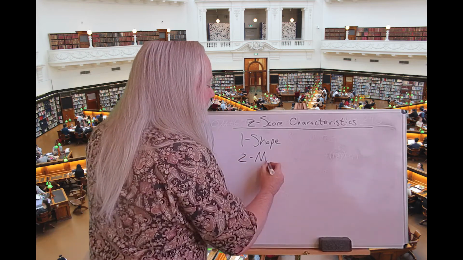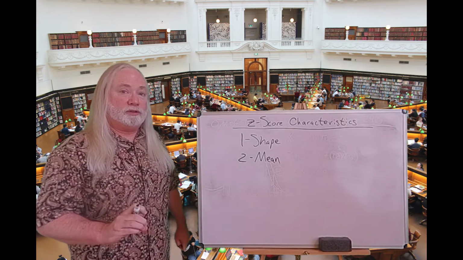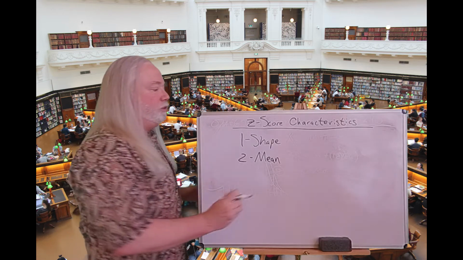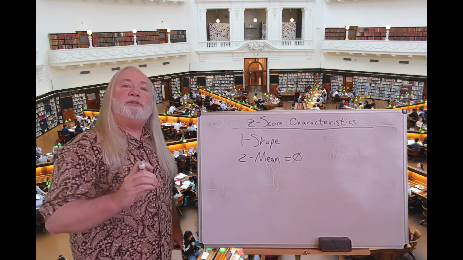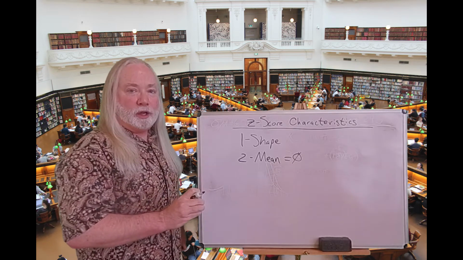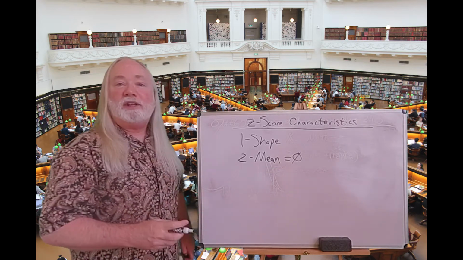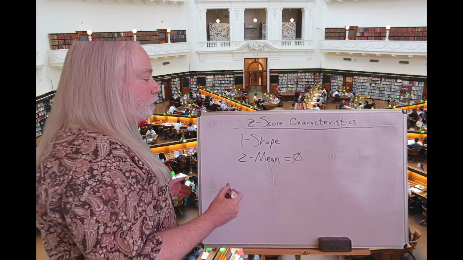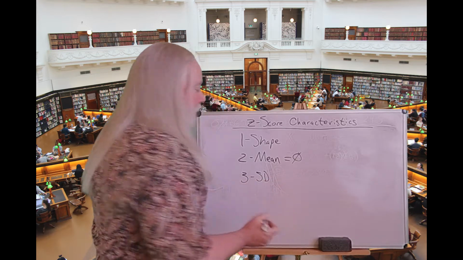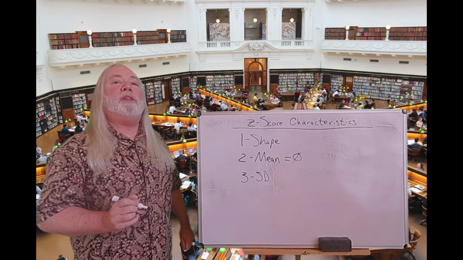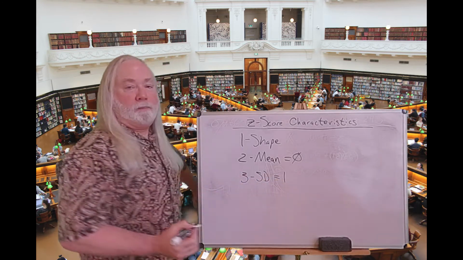Secondly, the mean for our distribution of z-scores will always equal 0. If we think about it, remember, what is a z-score? It says how far away from the mean you are, as measured in units of standard deviations. Well, if you're at the mean, you are 0 standard deviations from the mean. And lastly, the standard deviation. What will that be? The standard deviation for z-scores will always equal 1.